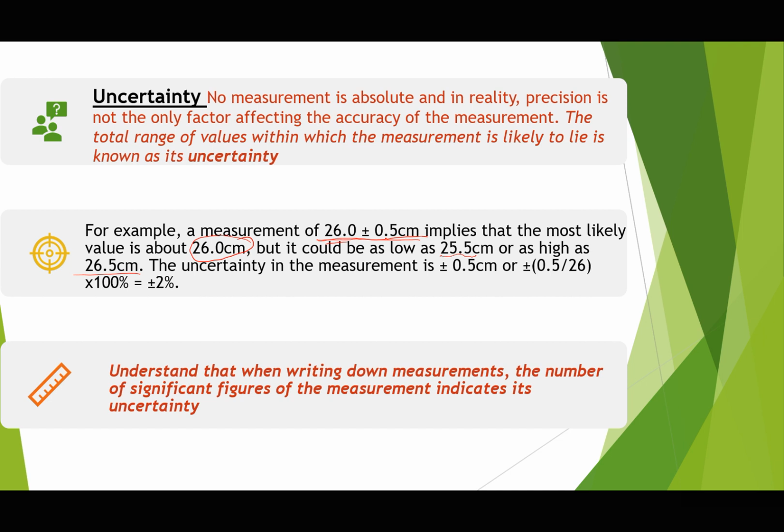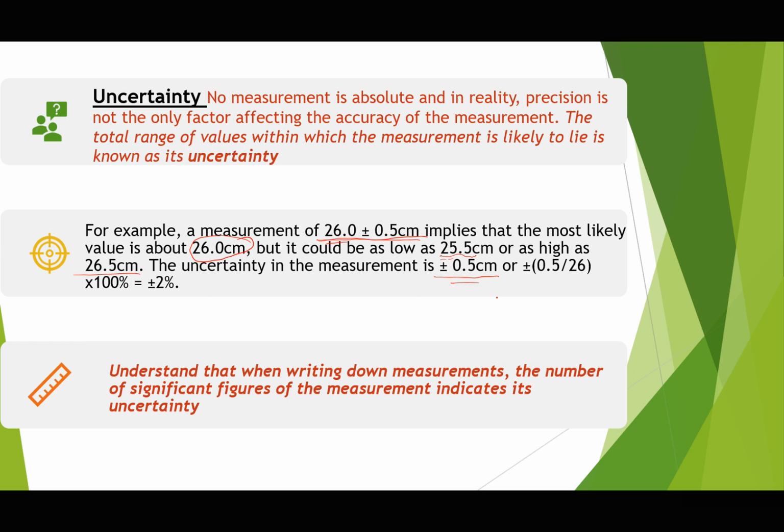Therefore, the plus or minus 0.5 gives an allowance for the values obtained in a measurement to take values between the highest, which is 26.5, and the lowest, 25.5. So a measurement will take any value within that range. The uncertainty of plus or minus 0.5 gives allowance for the measured values to fall within that range.